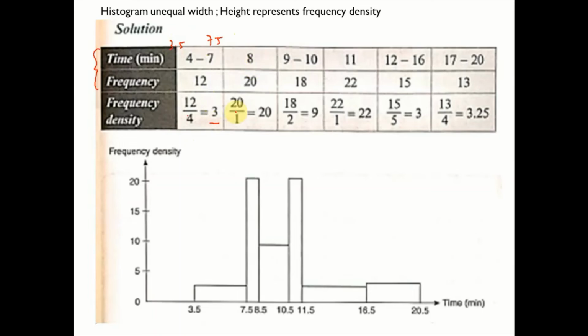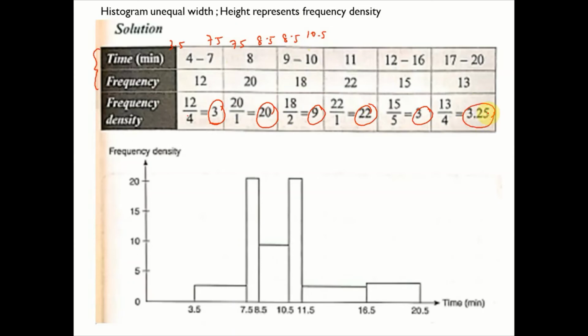For this one pula dapat macam mana? 20 bahagi dengan upper boundary is 8.5, lower boundary is 7.5. 8.5 minus 7.5 is 1. So 20 divided by 1 is 20. Same for this one, upper is 10.5, lower is 8.5, which is 2. 18 bagi 2 is 9. Sampailah habis. So frequency density is this one, data yang kita kira ni.